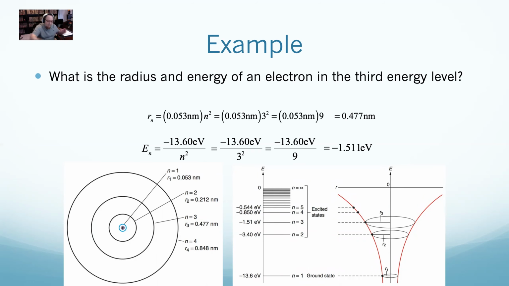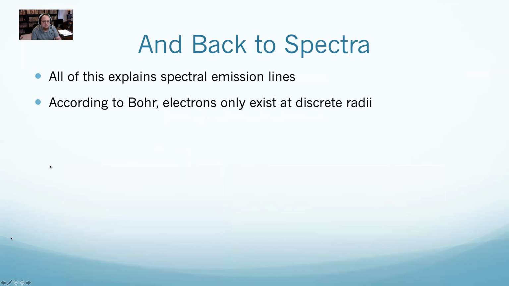Now, I started the bullet bit talking about a spectra. And the question is, why did he believe this was true? And why do we still believe it to be kind of mostly true? Once again, I will get to the full truth. The reason why he first said this, and the reason we believe it, is it matched the spectral emission lines.